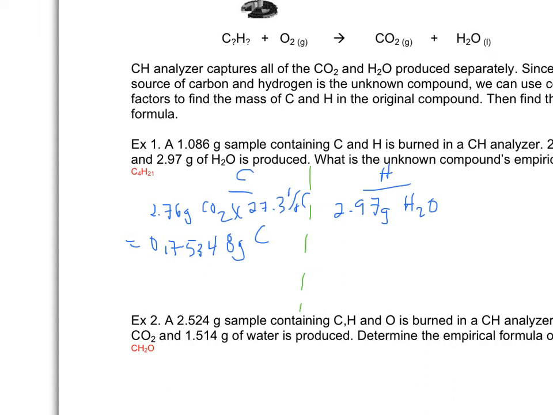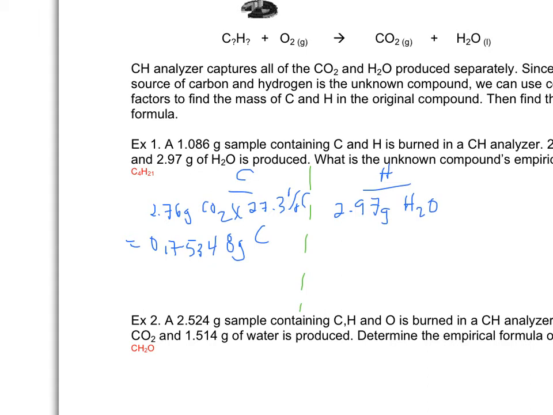For every CH analyzer question, the first step is the same. You can memorize that carbon dioxide is 27.3% carbon, then that way you don't have to recalculate it every time you do a question. If you forget on a test though, remember you can recalculate this by using the mass percent calculation.